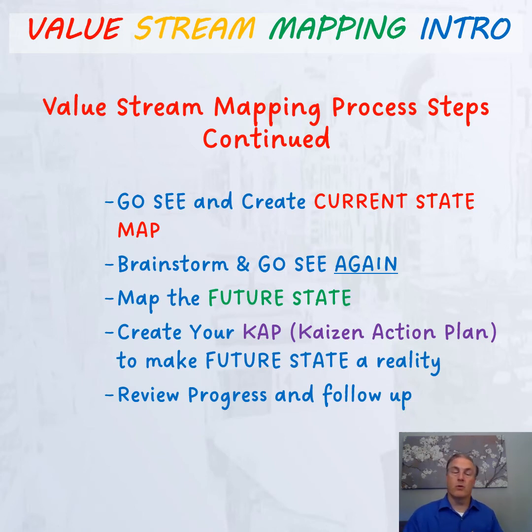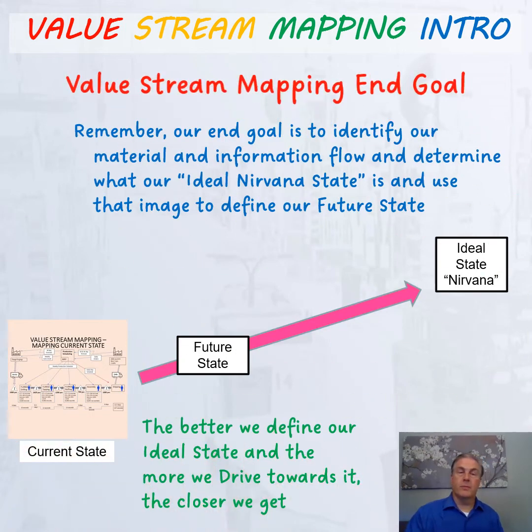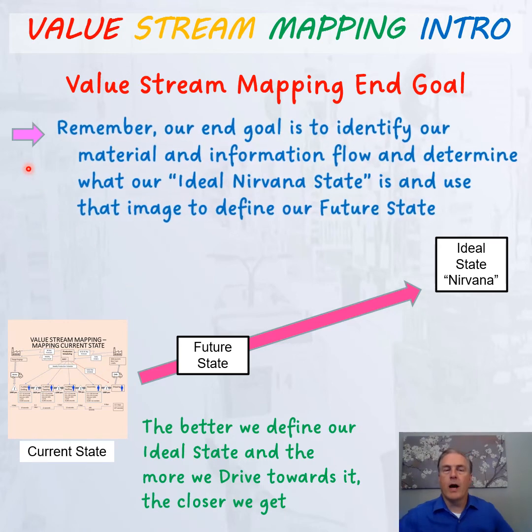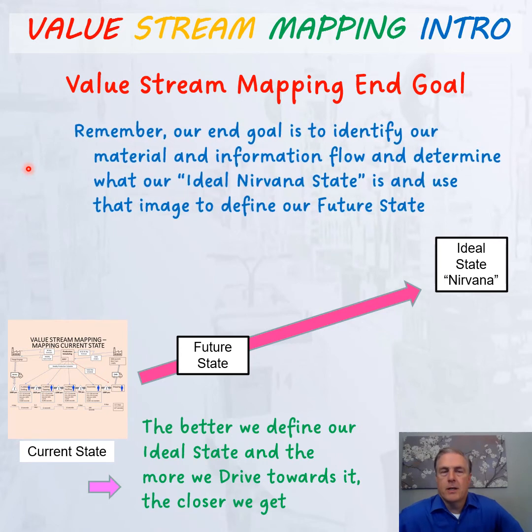It's really, really important. Okay, so our end goal for value stream mapping. Remember, our end goal is to identify our material and information flow and to determine what our ideal nirvana state is, and use that image to define our future state. So it's easy to get caught in the way we've always done things in the past, and to say these are the limitations. I know what the limitations in all our processes are.